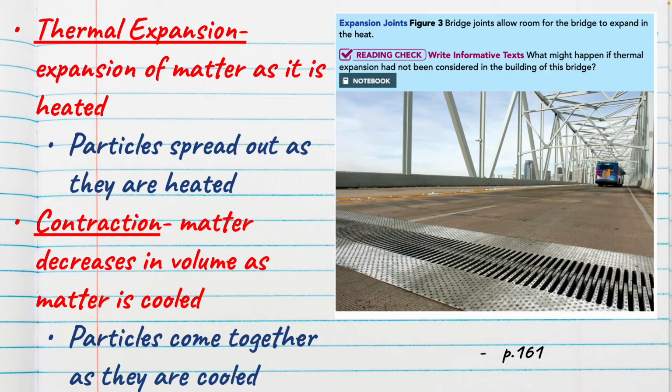On the picture there, if you're in your book on page 161, you can see on the bridge that weird area where you see some metal joints. Bridges actually have joints that allow the bridge to expand during the heat. When it gets really hot out, you don't want that metal expanding and affecting the structure of your bridge. So go ahead and answer the question on page 161, and just like normal, pause the video, answer the question, and then move on and keep taking notes.